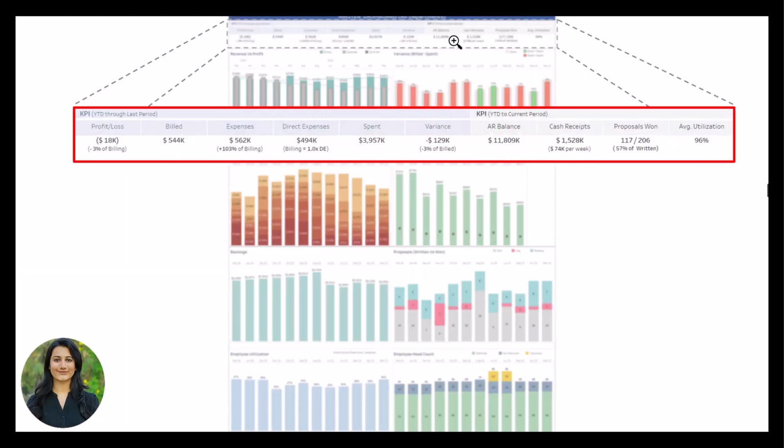At the top, we have a compact KPI summary. This section highlights key metrics like profit or loss, total billings, expenses, AR balance, cash flows, and employee utilization. It gives a complete picture of the company's financial health. It brings everything a CXO needs to know into one place.